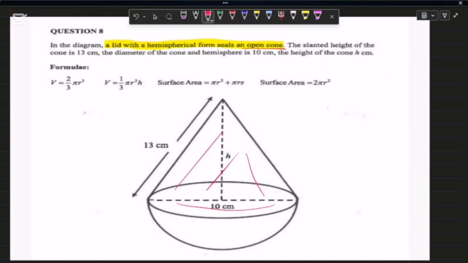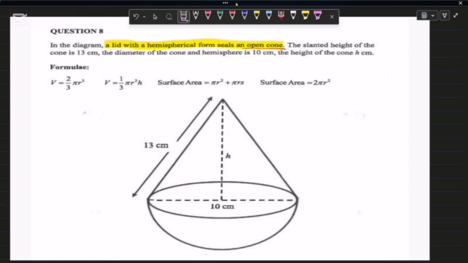You can see that this lid has the shape of a hemisphere. A hemisphere is basically half of a sphere. We call that a hemisphere. So the hemisphere is a lid to close this open cone. That is what they mean. Let's continue.